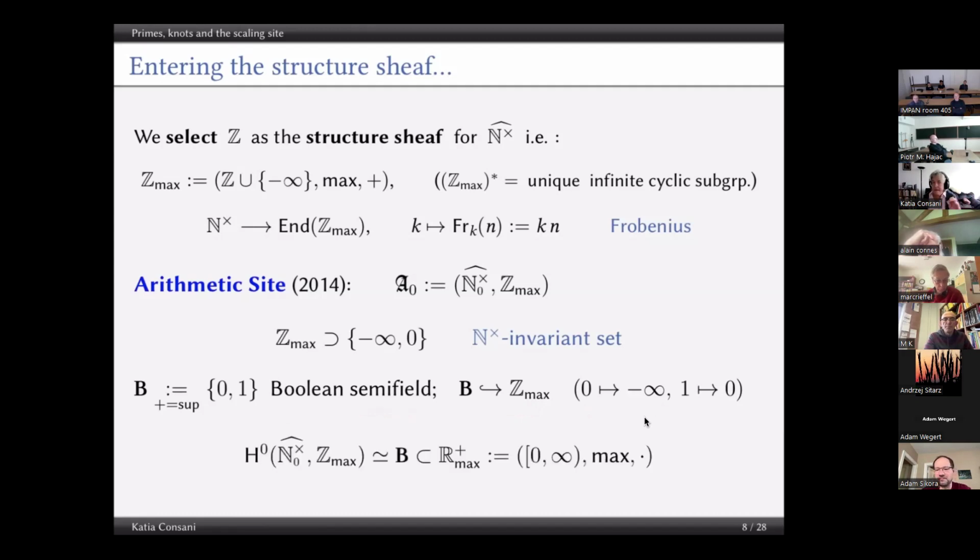You see the reason. And if you look now at the global sections of Zmax in the topos N0 cross, these are exactly B. And B, in fact, is included in the larger semifield, which is Rmax plus. What is Rmax plus in comparison with Rmax? They are essentially two isomorphic semifields. The one is mapped to the other by a sort of exponential map. So what you saw before as the second operation, plus, in Rmax plus becomes the multiplication. So you don't vary the operation max, but you vary the second operation.